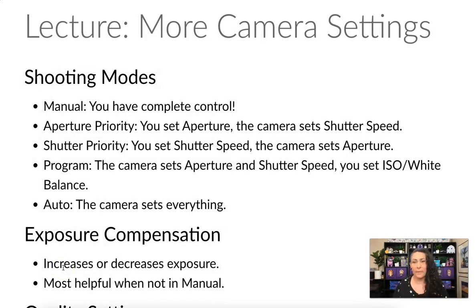So M stands for manual. That's what you guys have been working in, and you have complete control over all of your exposure settings. Now, aperture priority means that you're setting the aperture, but the camera is usually setting the shutter speed and sometimes the ISO. So this is all going to depend on the exact model of camera you have. That's why it's such a good idea to skim through at least the manual when you first buy a camera to see what all the specifics about these settings are for your camera.